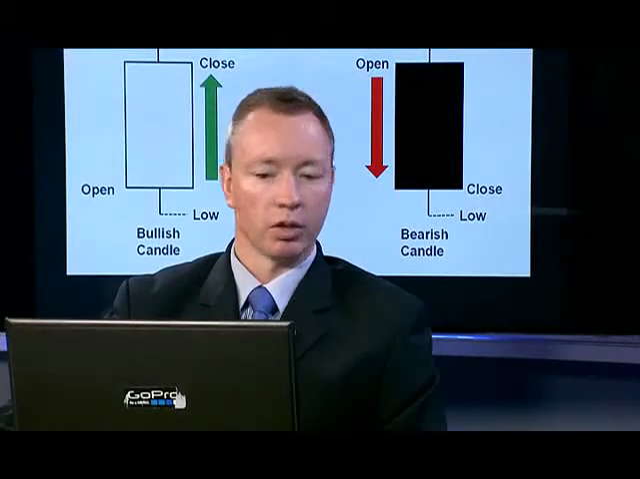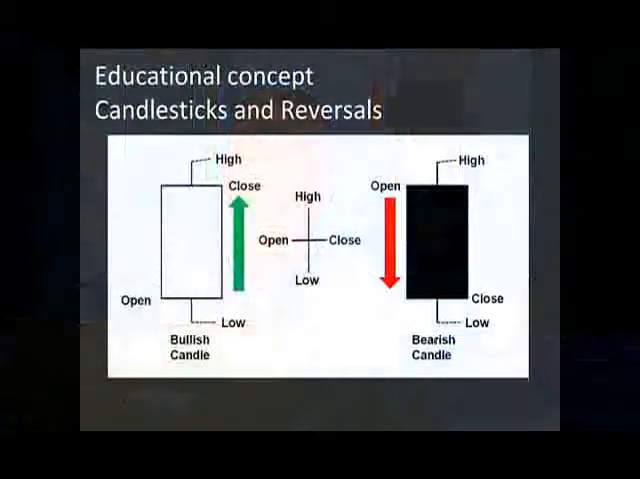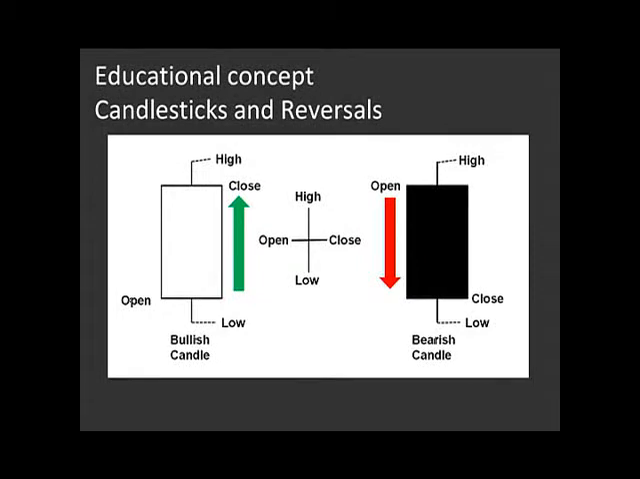So those are the two major types of candlestick patterns. But then what if you get something like this, where you've got your opening and your closing being at the same price, and then obviously you've got your high and your low? What is that? Now this is a candle called a doji. It's a good Japanese name.